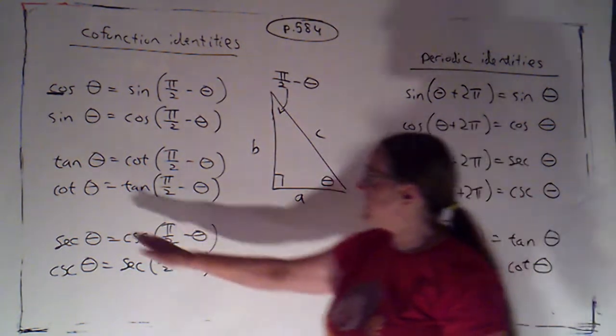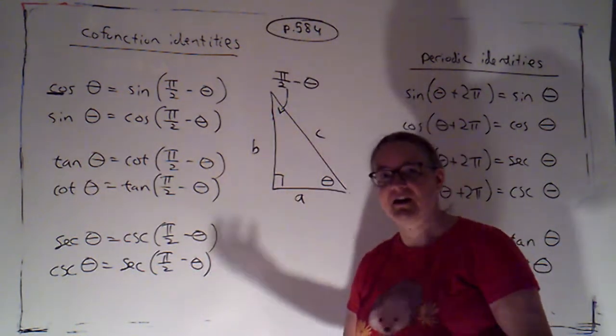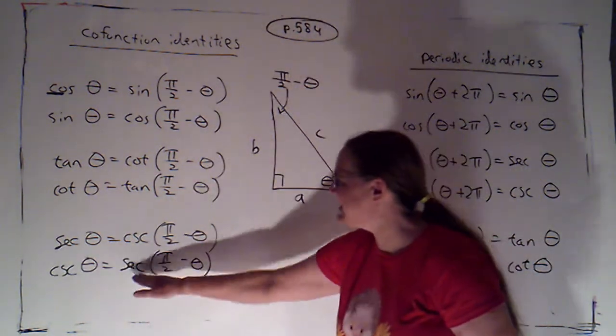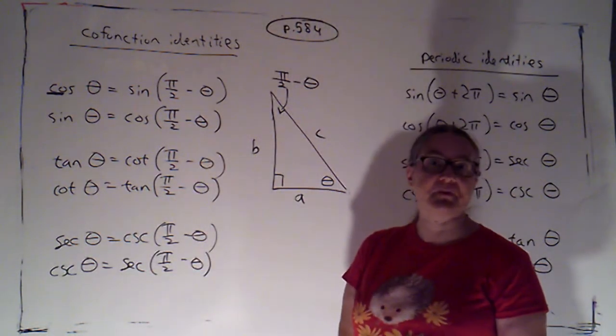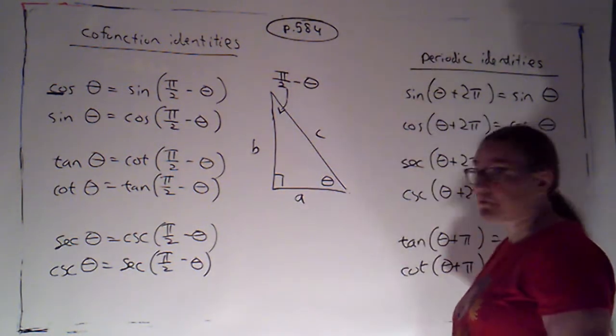Same thing works for these other names. Cotangent of an angle is tangent of the complement. Cosecant of an angle is secant of the complement. So that's how I actually remember that these are true.